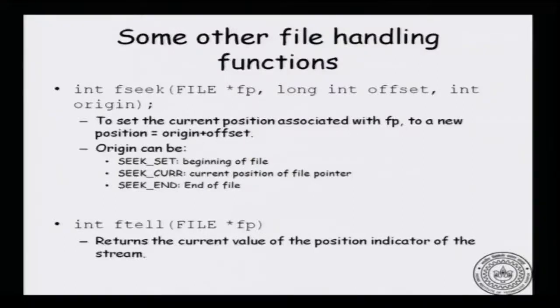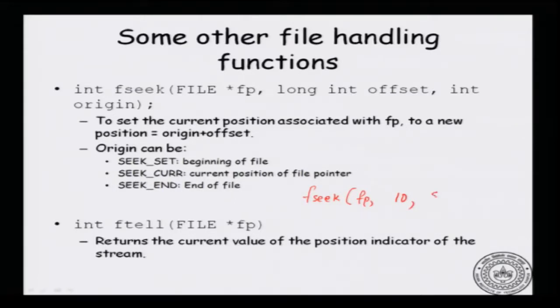What it takes is the file pointer and two arguments. One is known as an offset and the other is known as the origin. Let us look at the offset and the origin in greater detail. Suppose I want to read from the 10th byte of the file. So, I could say fseek, and suppose my file pointer is FP, I want to read from the 10th byte from the beginning of the file.